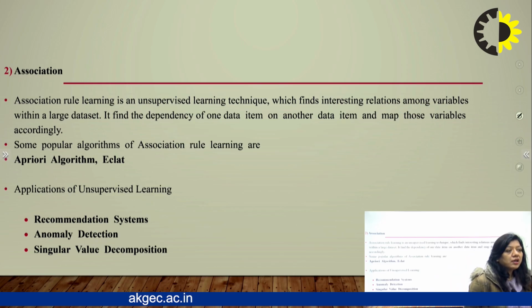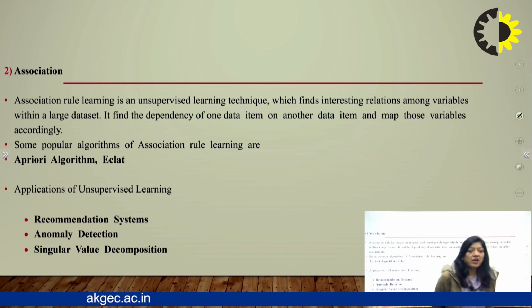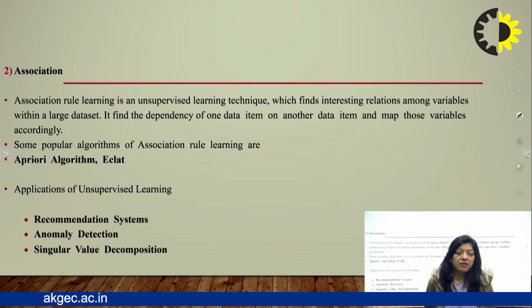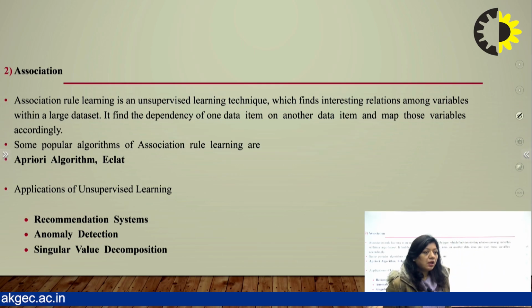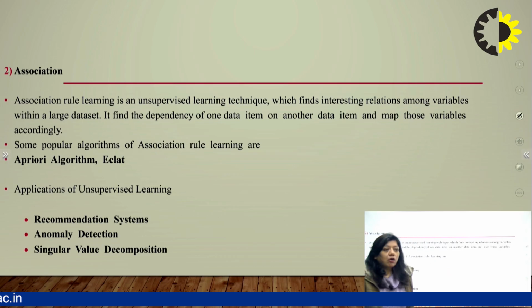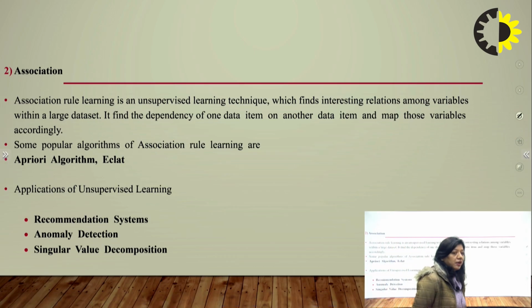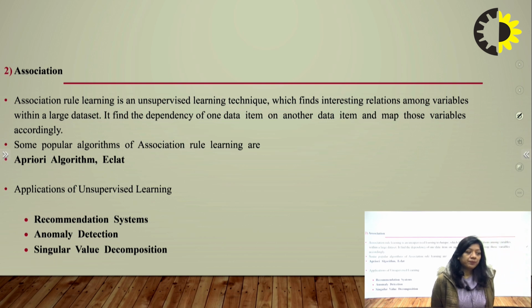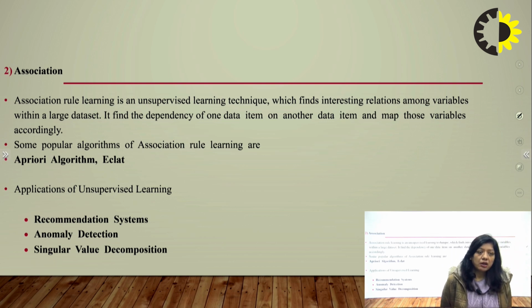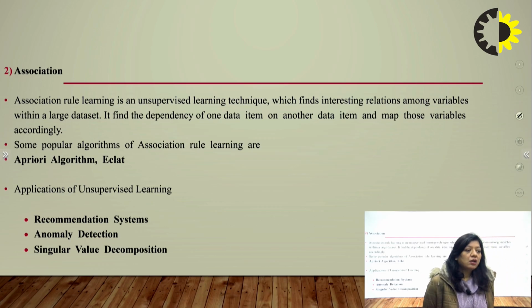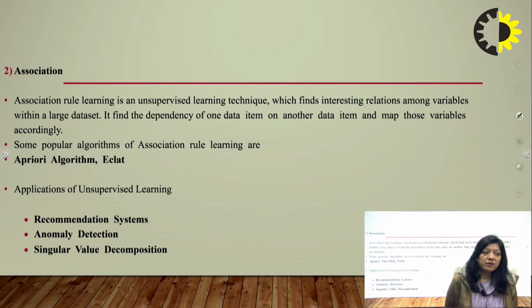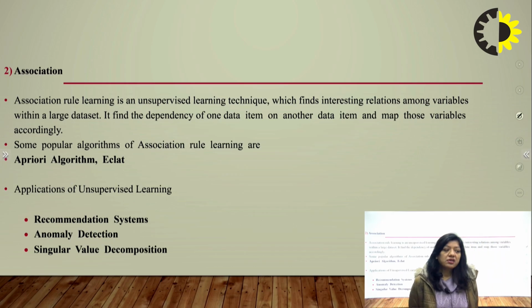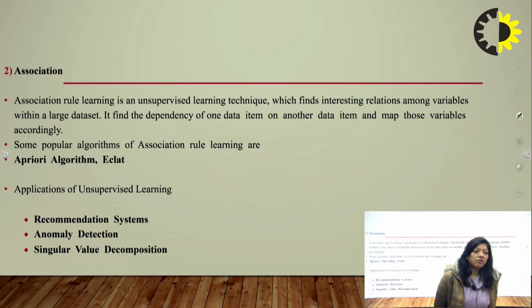The third one is association. Association rule learning is an unsupervised learning technique which finds interesting relations among variables within a large data set. It finds the dependency of one data item on another data item and maps those variables accordingly. Popular algorithms of association learning are the Apriori algorithm and Eclat. And the applications of unsupervised learning are recommendation systems, anomaly detection, and singular value decomposition.